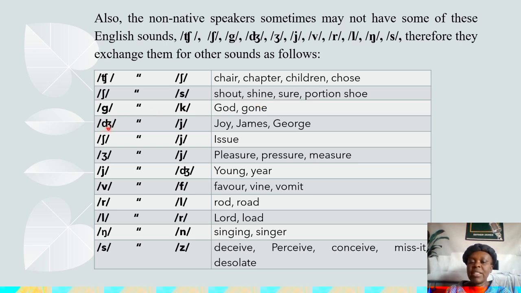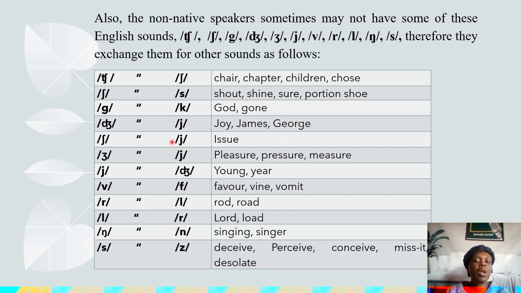Let's look at the next sound, j. There are people that don't have this sound, j. What they have is the y sound, so they exchange it for y. They say yaw instead of jaw. They say Yems instead of James. Like my son's name is James, and they say Sister Yems instead of James. And we have George and not Yosh.